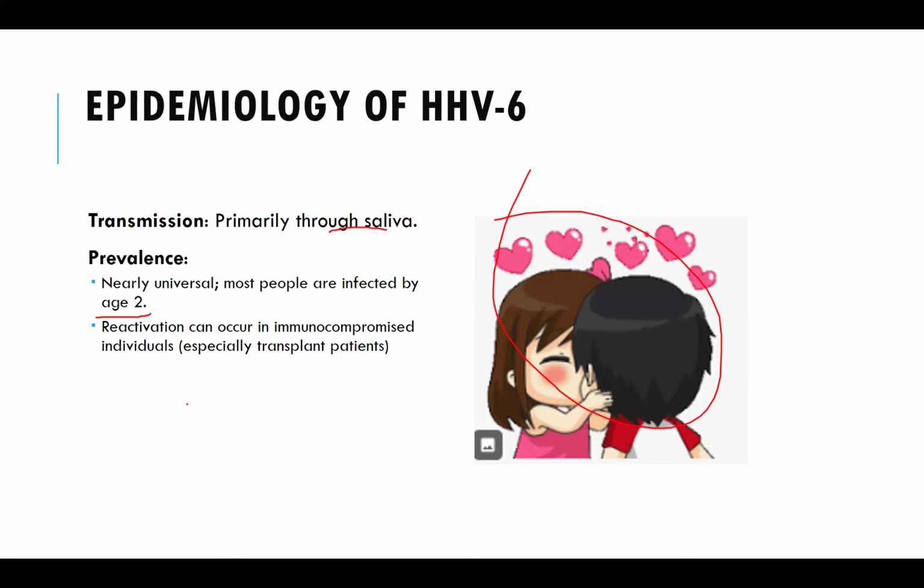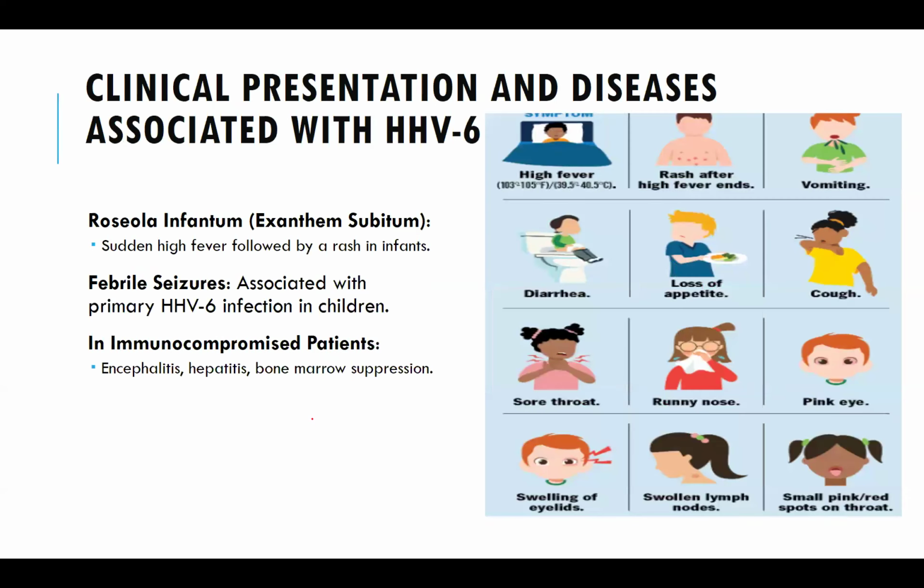So still, since it also shows latency, reactivation occurs in immune-suppressed patients, including patients who have had a transplant. In the clinical presentation, human herpes virus number 6 is usually associated with a very special dermatological disease, the one we call roseola infantum, also called exanthem subitum, or the sixth disease.